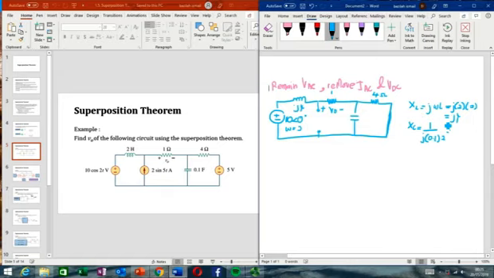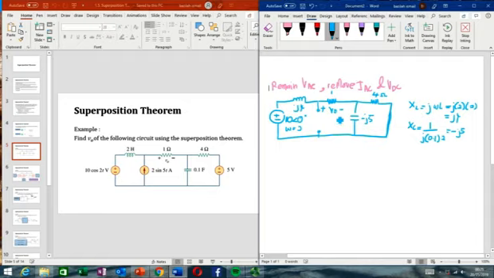1 divided by 0.2 is 5, so negative j, sorry, negative j5. So this is negative j5. Okay, so now we need to calculate the voltage drop at the 1 ohm.